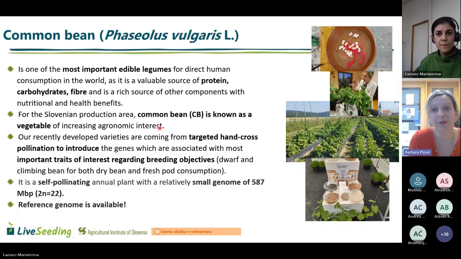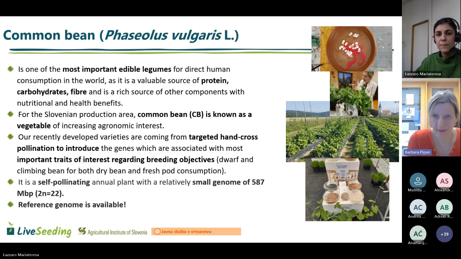For those who are maybe not so familiar with it, common bean is one of the most important edible legumes for direct human consumption in the world, and it is a valuable source of protein, carbohydrates, fibers, and other components with nutritional and health benefits. In the Slovenian production area, common bean is known as a vegetable crop of increasing agronomic interest. Worldwide it is mostly known as a crop, but in Slovenia it is still a vegetable.